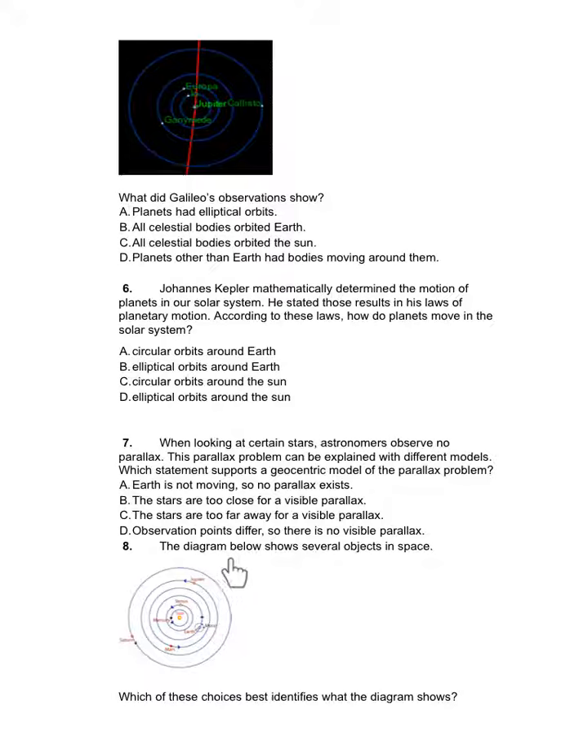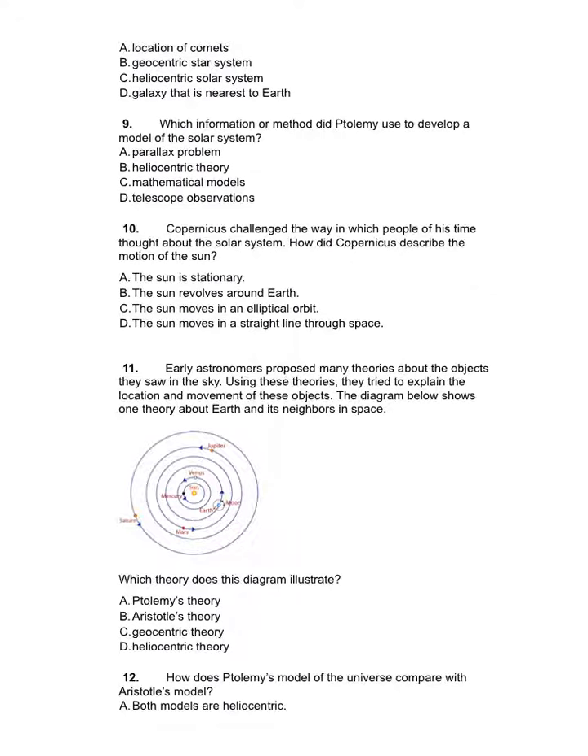Number 8. The diagram below shows several objects in space. Which of these choices best identifies what the diagram shows? A. Location of comets. B. Geocentric star system. C. Heliocentric solar system. D. Galaxy that is nearest to Earth.